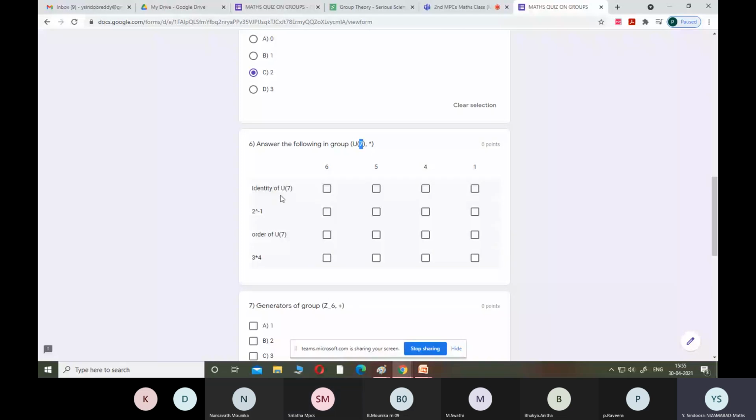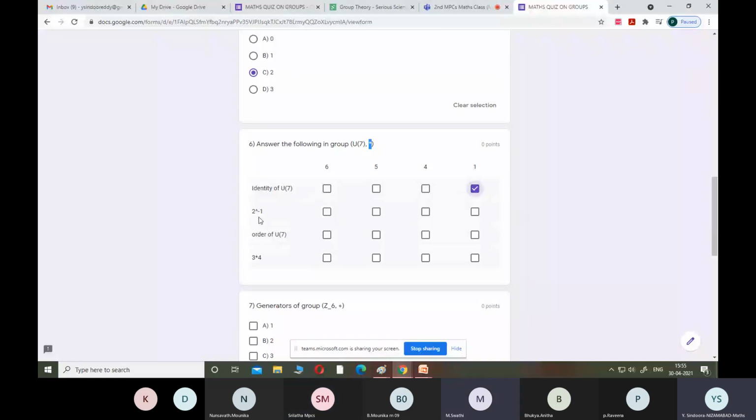Now tell me, what is the identity of U of 7? Under multiplication modulo 7, the identity is 1. Very good.